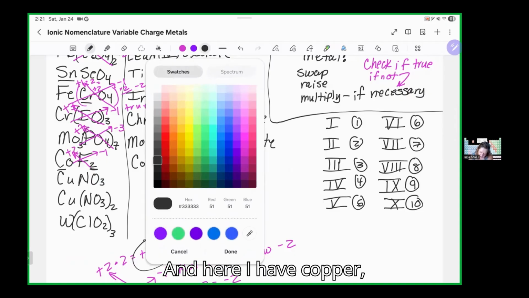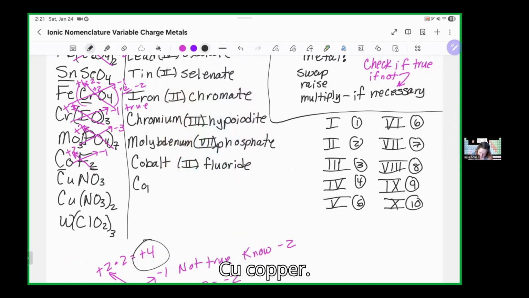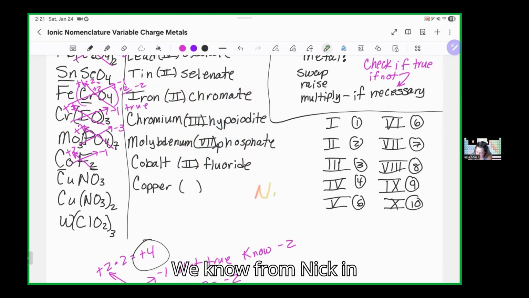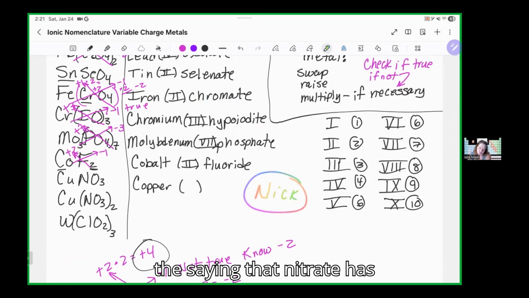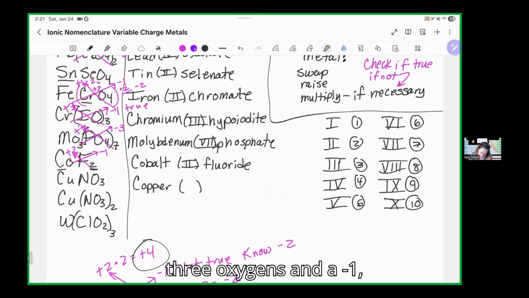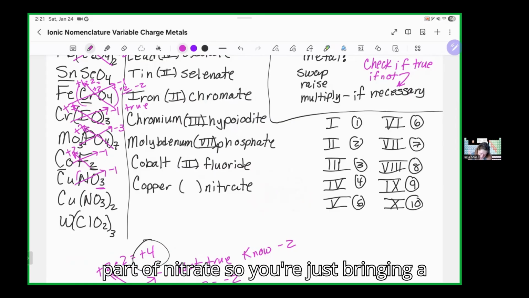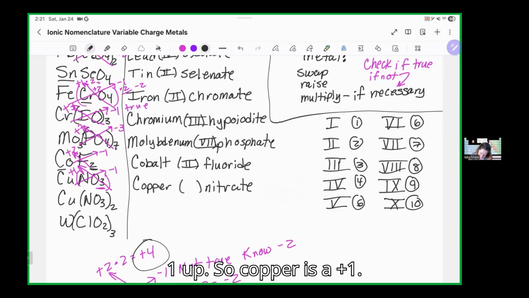Okay, here I have copper, Cu, parentheses for its charge, and NO3. We know from Nick in the Seine that nitrate has 3 oxygens and a -1, so that is nitrate. Okay, if I swap, I bring my 1 up, saying nitrate's a -1. That is true. Remember that 3 is part of nitrate, so you're just bringing a 1 up. So copper is a +1.